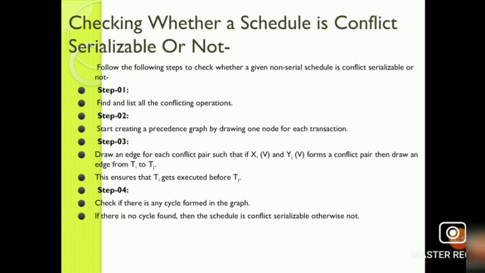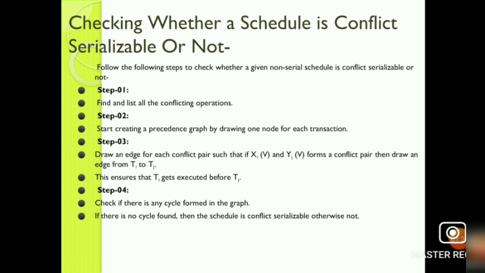Third one is how to draw an edge in a precedence graph. Every transaction is a node. The edge will be drawn from one transaction to another if Xi(V) and Yj(V) form a conflict pair. Then we will draw an edge from Ti to Tj.